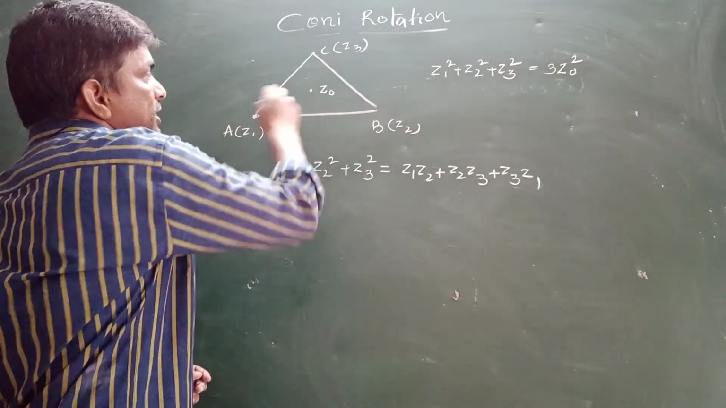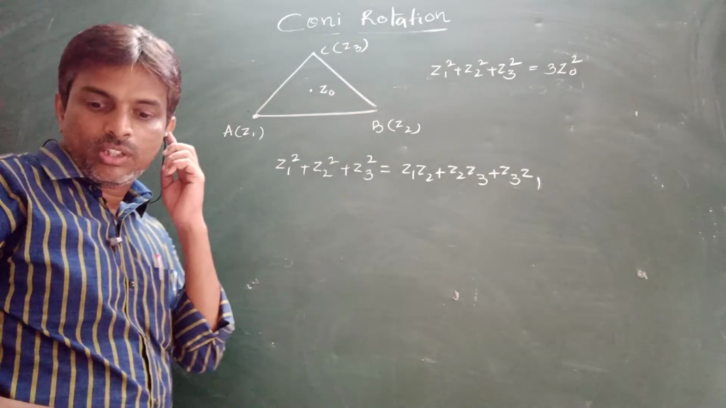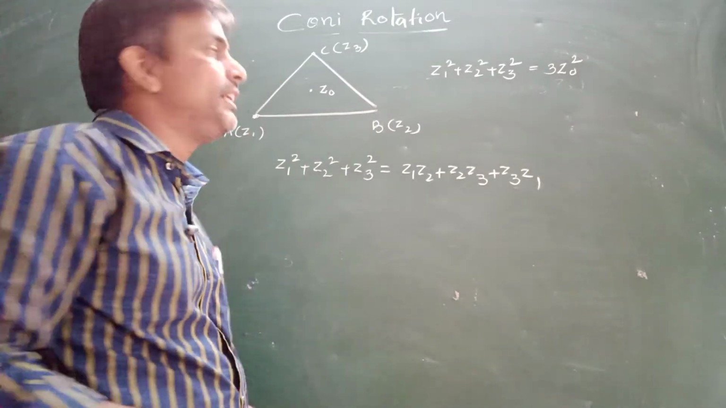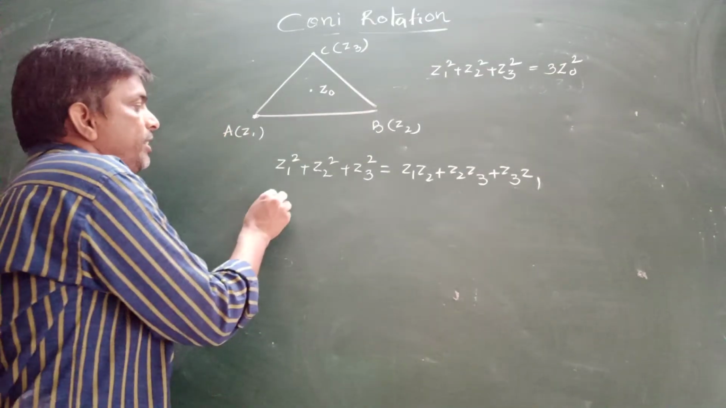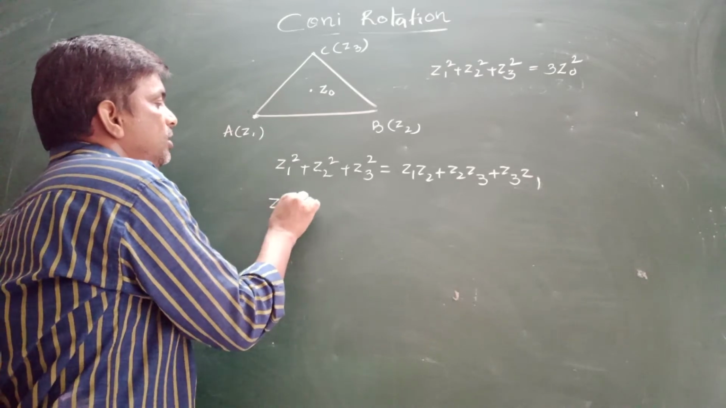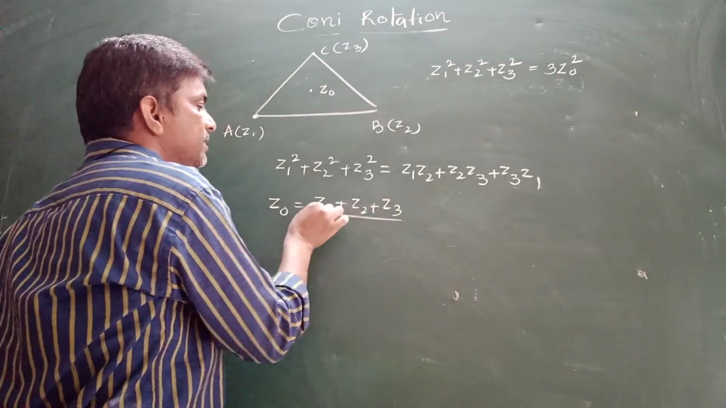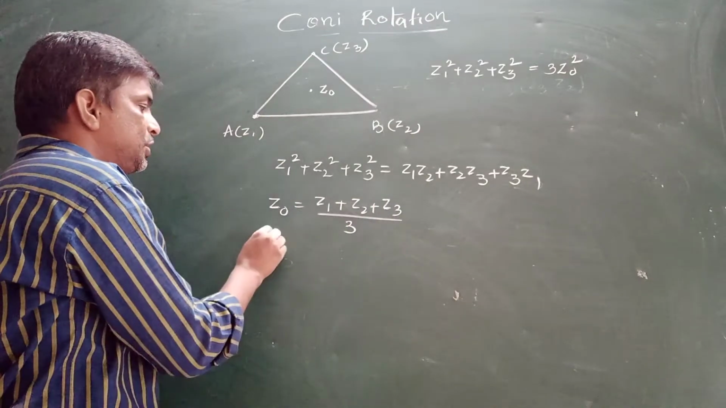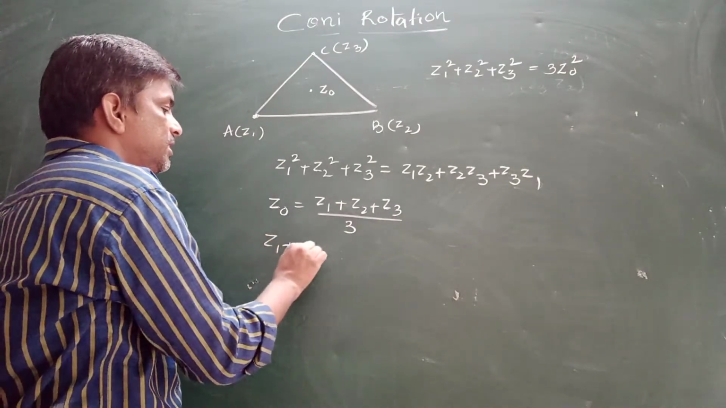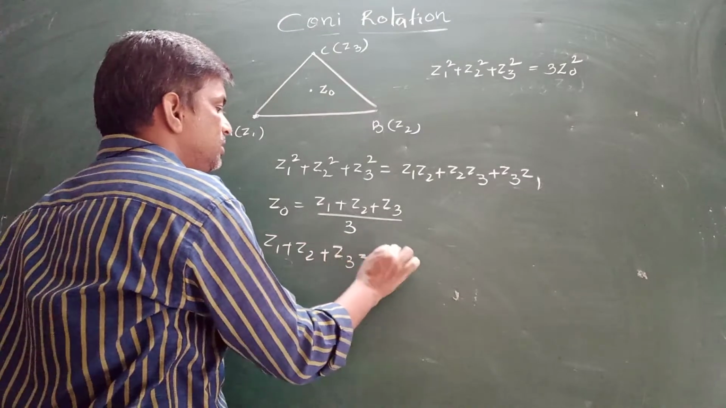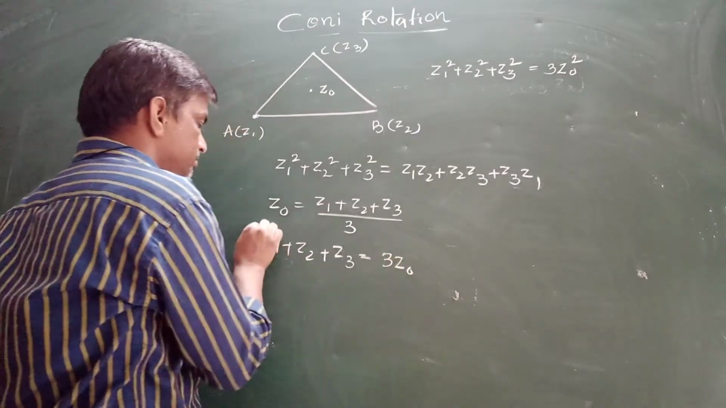Now here what is the information? Z0 is the centroid of the equilateral triangle. You know centroid is equal to Z1 plus Z2 plus Z3 by 3. Cross multiplication: Z1 plus Z2 plus Z3 is equal to 3 times of Z0.